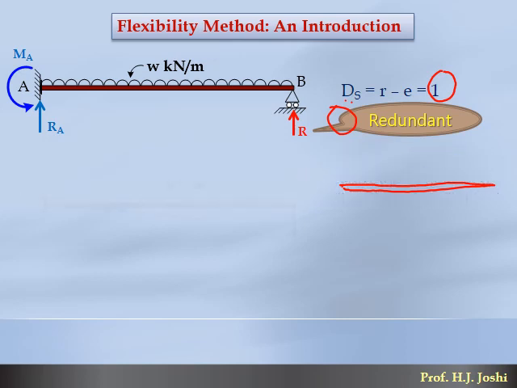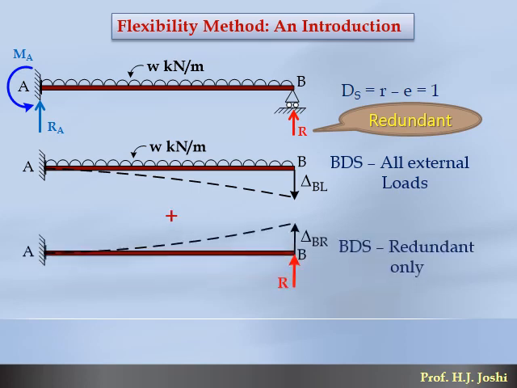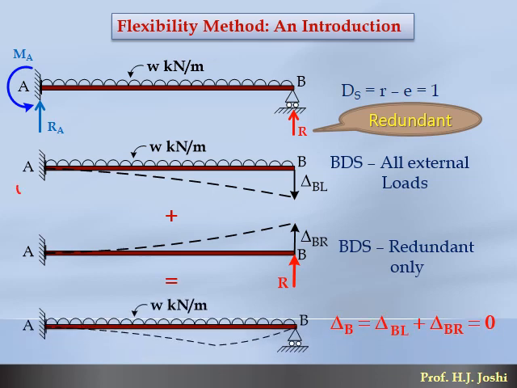Now, considering this basic determinate structure, we will apply all external loads. So whatever BDS we have, to that BDS all external loads are applied, and again the same BDS is considered, but now only redundants are applied. So if the principle of superposition is valid, then this structure with external load plus this BDS with redundant only is the original structure. So this is called the principle of superposition, which is valid here.